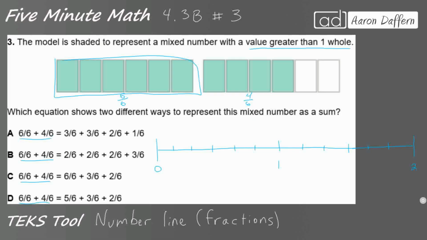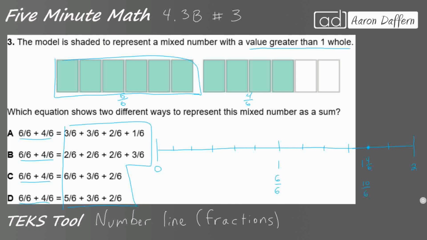So all of these are going to be 6/6 plus 4/6, and we know that that matches what we have up here. So really, we're just looking at these over on the right. We're looking for something that's going to get us to 6/6, which is one whole, so let's label that, and then an extra 4/6. So that's going to be 7, 8, 9, 10, 6. So this is 1 and 4/6, or I can count this as 10/6. That's where I'm trying to end up right here.